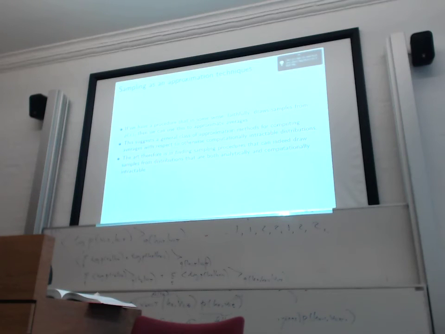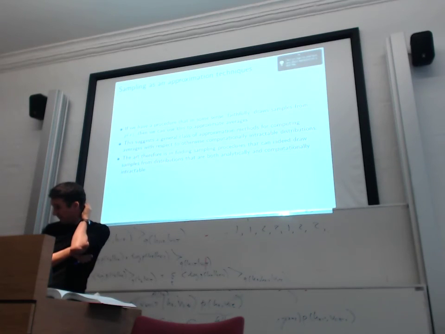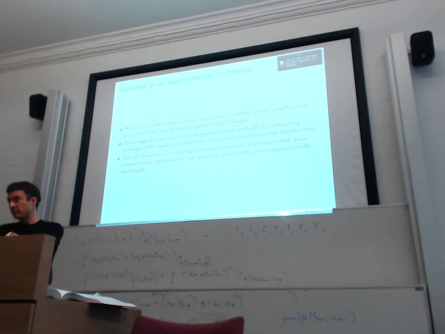So what we want to do is, if we want to approximate expectations, if we have some method which can draw samples from this distribution P, we can use it to approximate them. So that's nice. Maybe these integrals, these expectations, are difficult to do, maybe it's a high dimensional problem. If we could draw samples from the distribution, then we could approximate the expectations using these samples. That's one thing we could do.